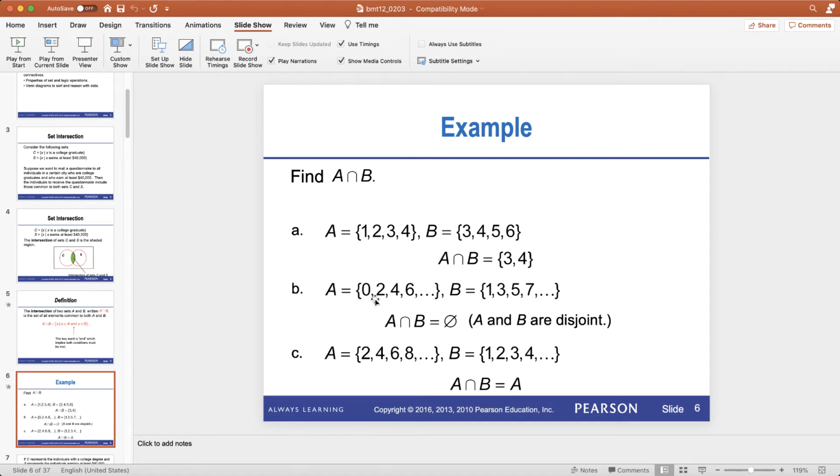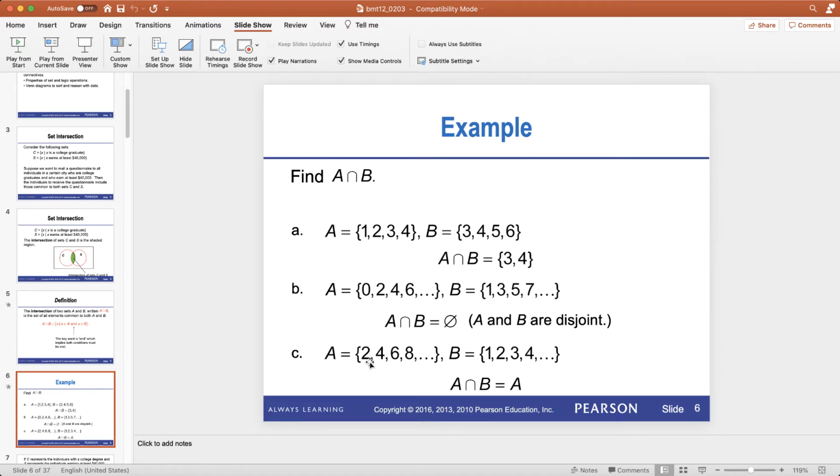That's what they both have in common. Now A is equal to 0, 2, 4, 6, 8, and so on, the even numbers. B is the odd numbers. So A intersection B is actually equal to the empty set. Remember, the empty set means there's nothing in there. So that means that A and B are disjoint.